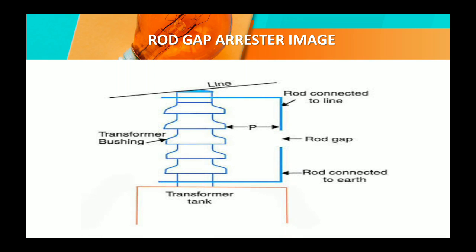Now you can see the image of the rod gap arrestor here. That is the transformer tank, and the transformer bushing insulation, or the insulator of the transformer bushing, where the primary winding or the supply terminal is connected, and that is the line. That is the rod connected to the line, and that is the rod gap, and this side of the rod is connected to the earth, and that is the P between the rod and transformer bushing. The distance P must be greater than the distance of the rod gap, otherwise the sparking or electric arc damages the transformer bushing or the insulation.